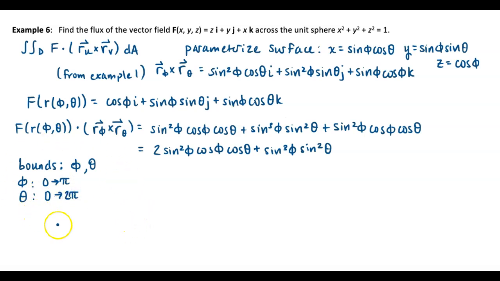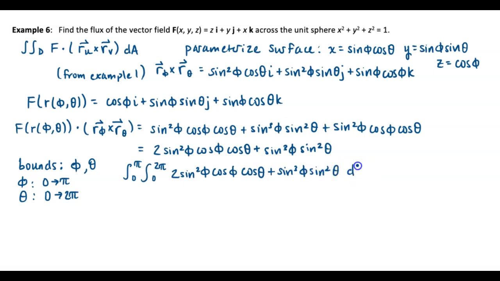And we've already proved this a couple times, so I won't go through that too much. And so let's set up this double integral. So this is going to be the double integral as phi goes from 0 to pi, and as theta goes from 0 to 2 pi, of 2 sine of phi squared cosine of phi cosine of theta plus sine of phi cubed sine of theta squared d theta d phi.